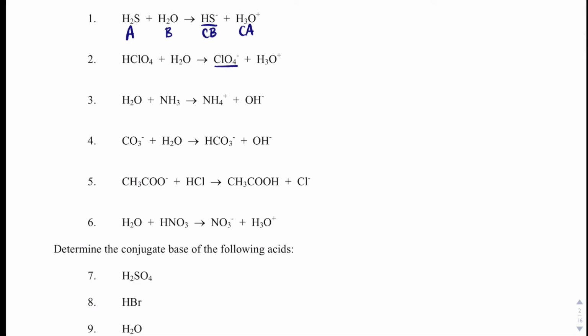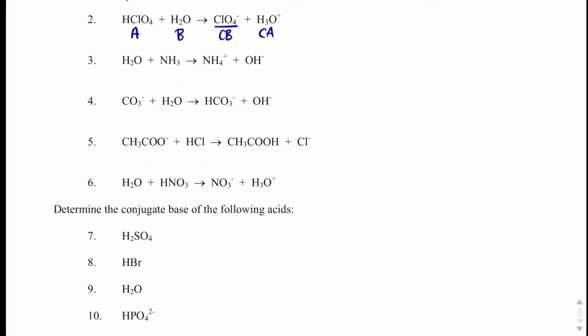HClO4 becomes ClO4 minus 1, so it loses an H, so that becomes conjugate base. This is conjugate acid. Water here becomes hydroxide, so it loses an H. That means that water would be acid. This would be conjugate base. This would be conjugate acid. This would be conjugate base.